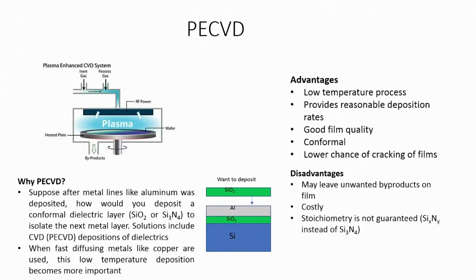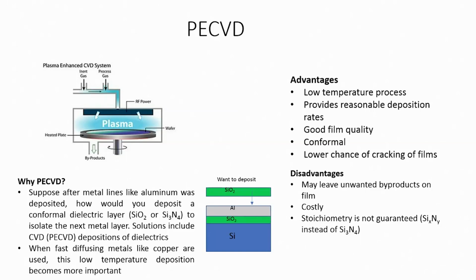When we talk about PECVD, as you can see in the system here, there is a heated plate, and there is an inert gas and process gas that we can insert in the system. There is RF power due to which plasma is created, and when the gases react with each other, the film gets deposited on the wafer. So, why do we have to use PECVD?